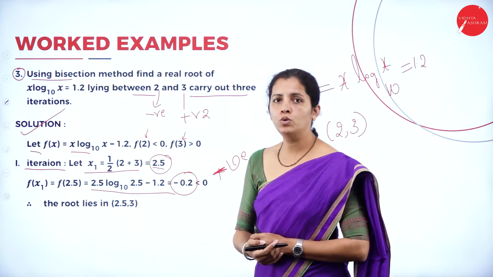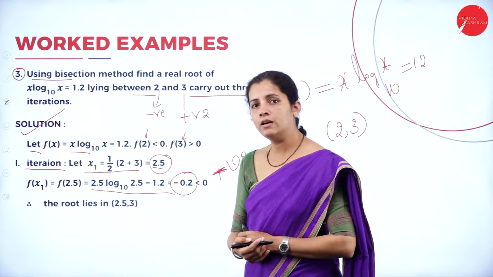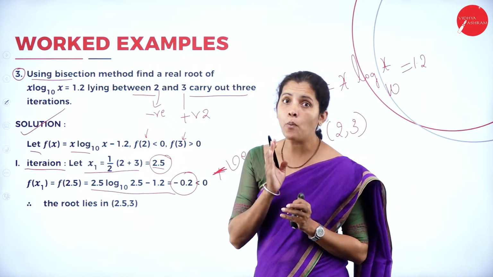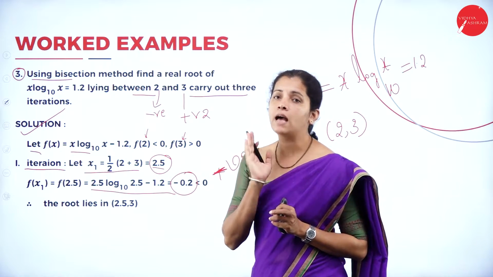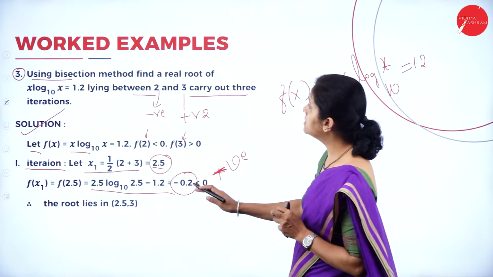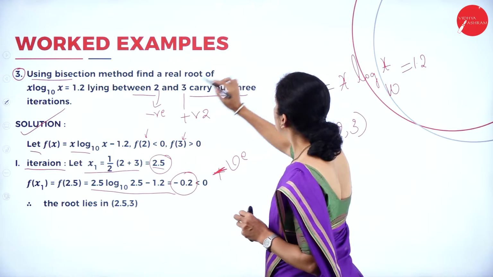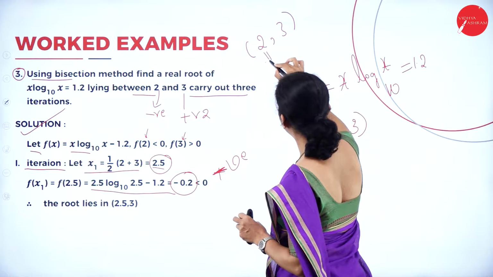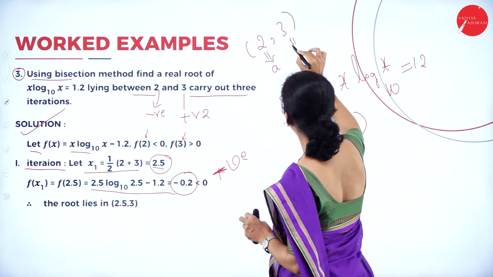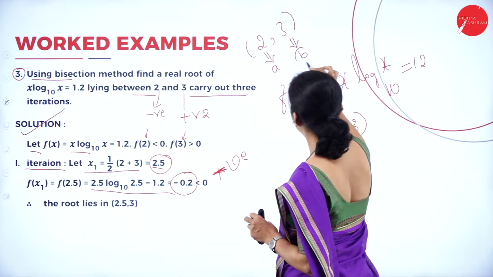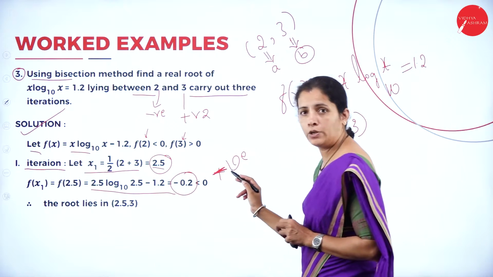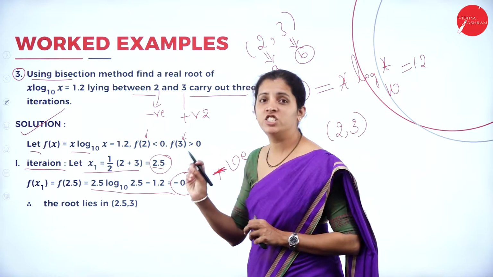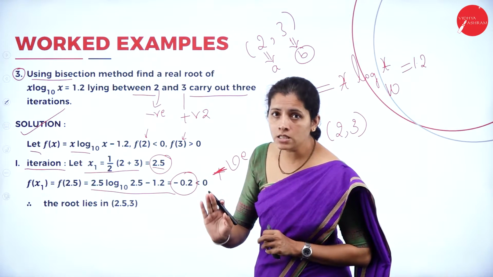So if it is a negative number, what do I want to do? I want to change the a value and b remains as it is. If I consider this question, the root lies between 2 and 3, so here 2 is a and 3 is b. Now, this is my negative number, so I want to change a and b remains the same.